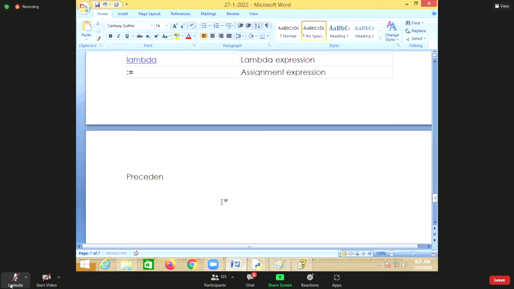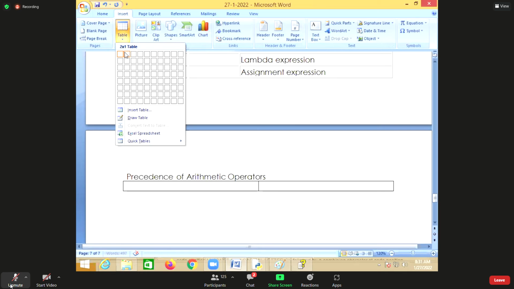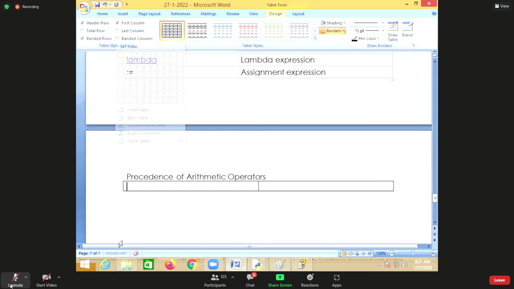Okay, the precedence of which operators? Arithmetic operators. If you see arithmetic operators precedence, first precedence is given to which one? Star star, which is called the exponent operator. And next precedence is given to which one? Star, comma, what is that? Slash. Okay, slash, comma, slash slash, comma, what is that?